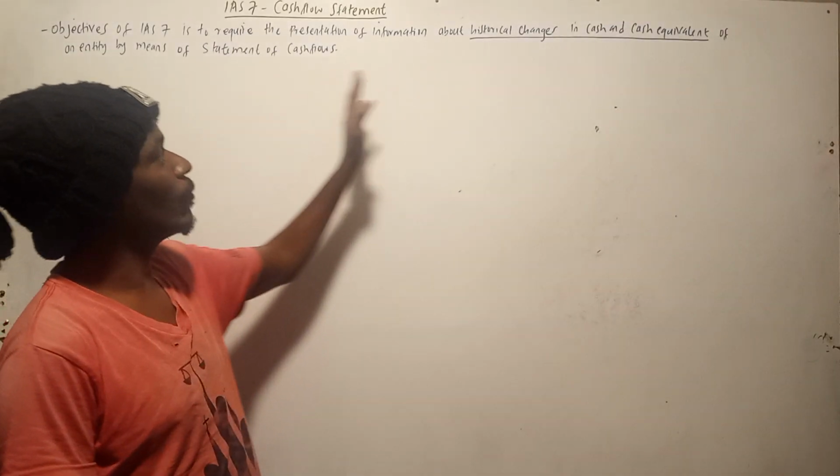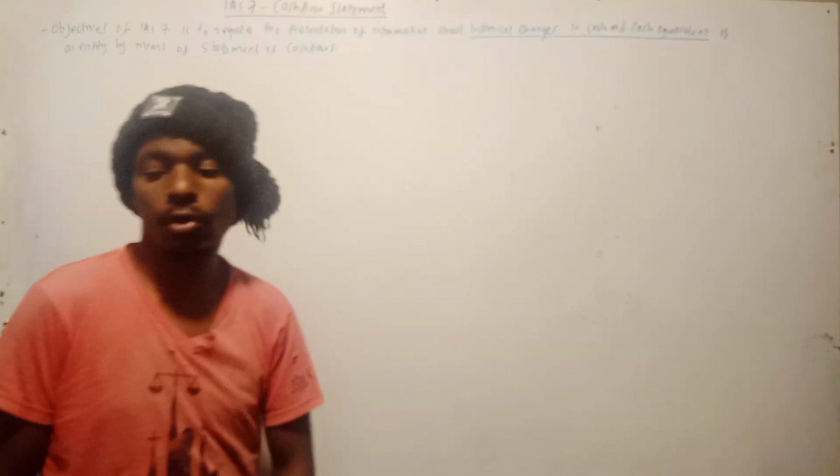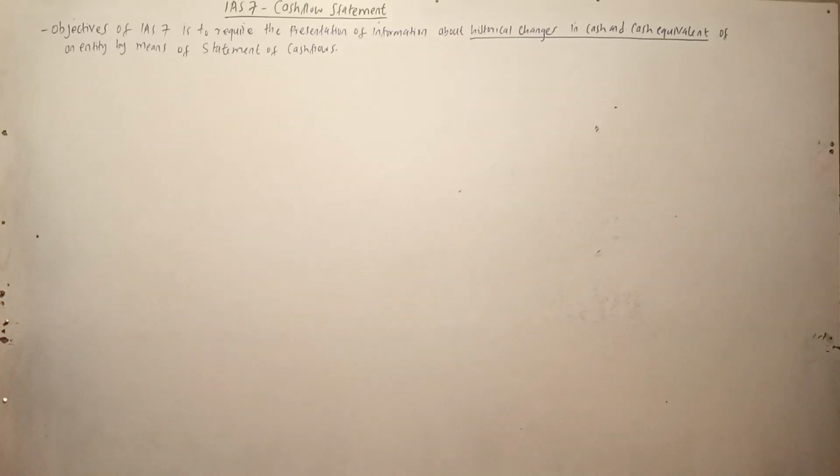So, to present the information about the historical changes in cash and cash equivalents in the statement of cash flows. That is the objective of IAS 7, to record the movement of cash, both inflow and outflow, by means of the statement of cash flows.